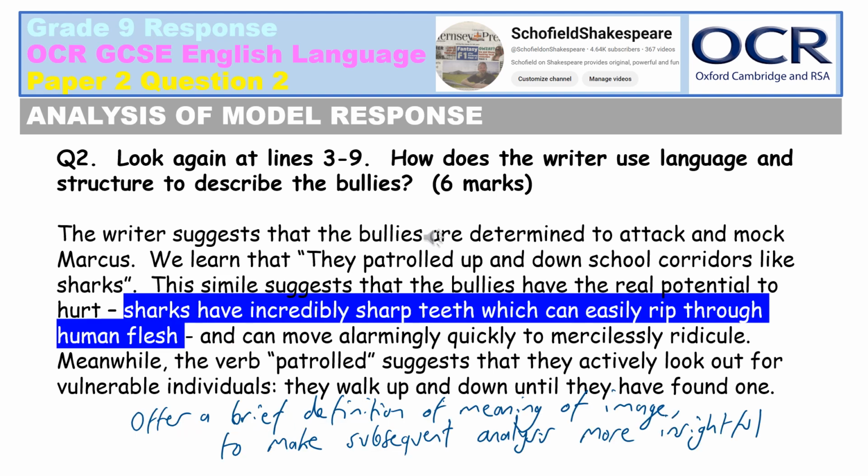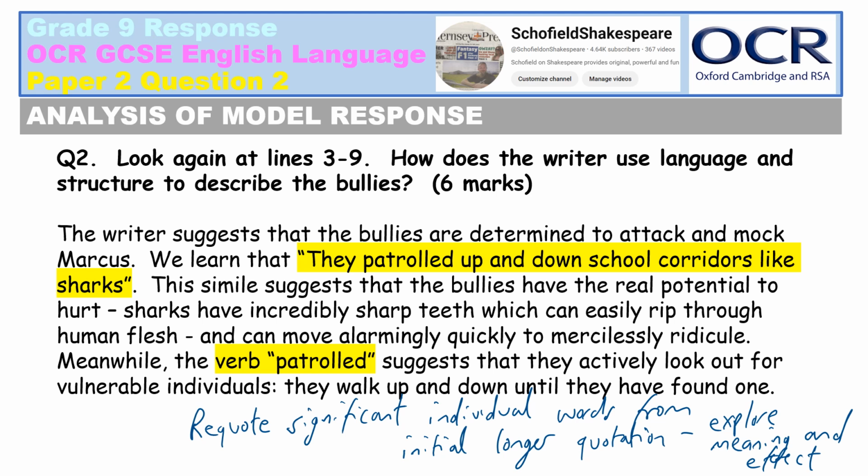When exploring similes or metaphors, it can often be helpful to include a brief definition of the original image, in this case, sharks. This can help provide more detailed insight into the effects of the image within the extracts. Remember to re-quote significant words in order to ensure that your analysis is consistently detailed and specific.